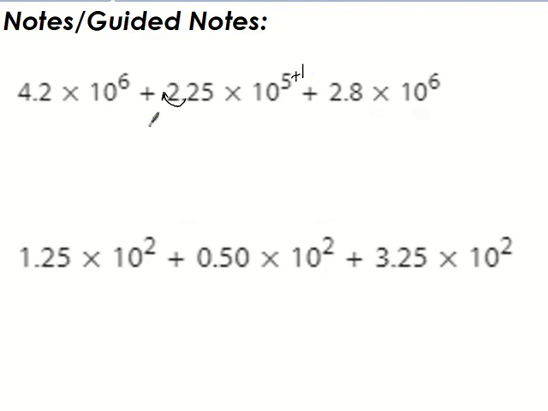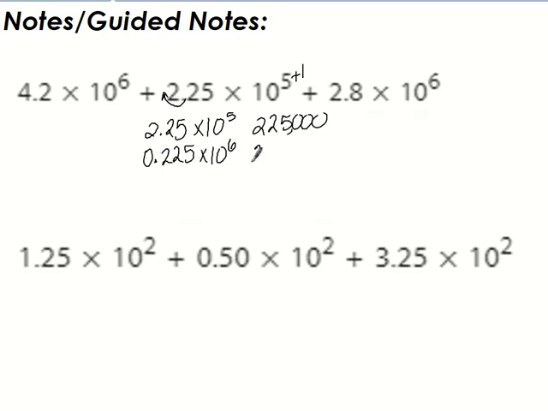Let me show you that they're equal. 2.25 times 10 to the 5th, if I transfer this to standard, 1, 2, 3, 4, 5, becomes this number. Now, if I take my new number, 10 to the 6, and transfer it to standard, 1, 2, 3, 4, 5, 6, you'll see that it's actually the exact same number.